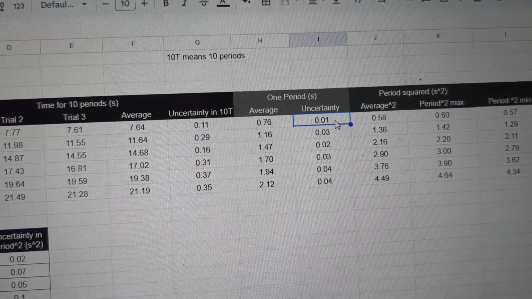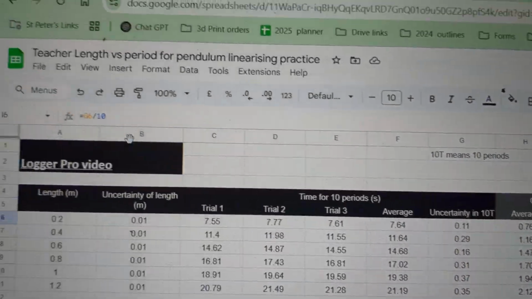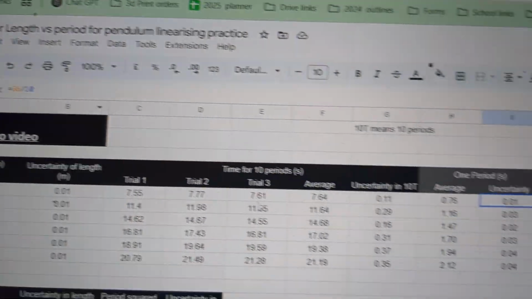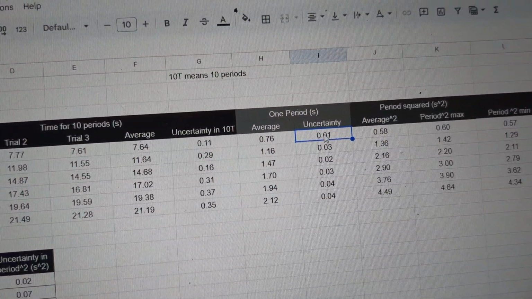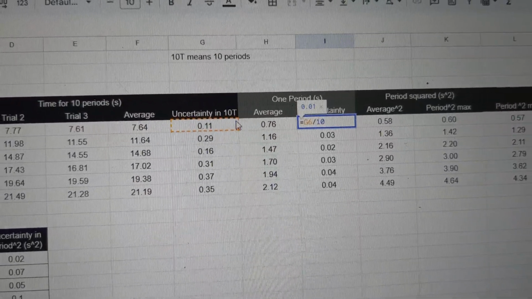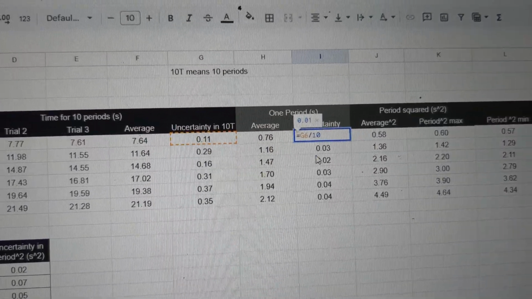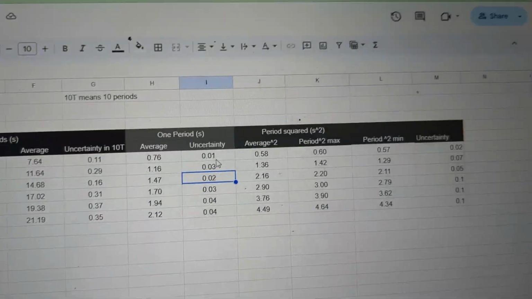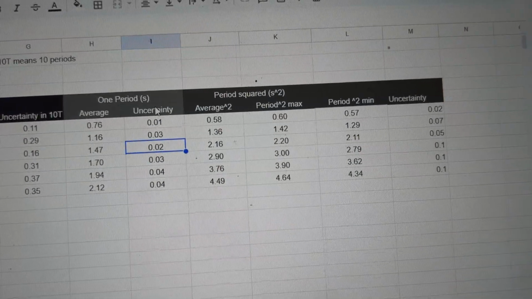And then again, same thing here with this uncertainty. We're getting the uncertainty for one period. So you can see here, double clicking on the formula, it's taking this and dividing it by 10. So therefore we end up with our uncertainty here. Now, this is the next step.